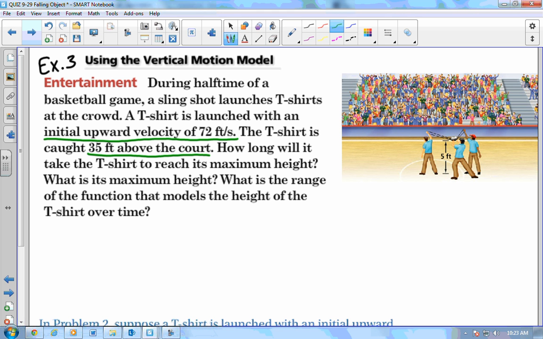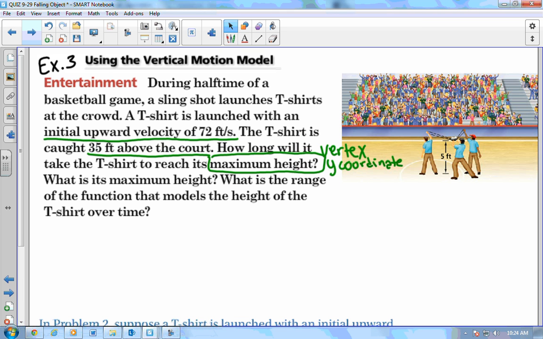How long will it take the t-shirt to reach a maximum height? Interesting. What vocabulary word do we know about quadratics that represents the maximum height of a quadratic? Maximum, what is it? It is the vertex. Maximum height is the y-coordinate of the vertex. Would you agree that the y's are your heights? Y goes up and down. So it's the y-coordinate of the vertex. What is the maximum height and what is the range? Talk about with your neighbor. How would you go about solving this?